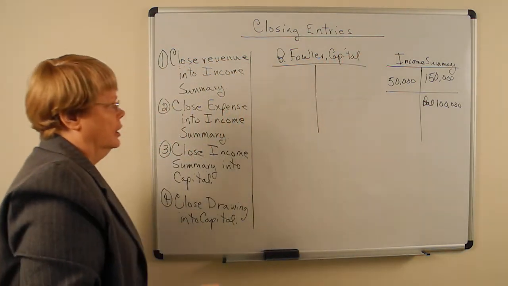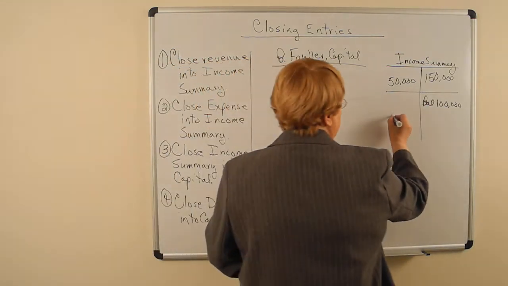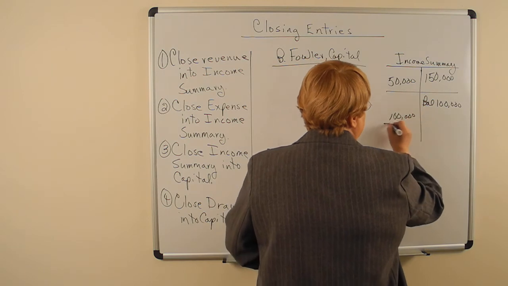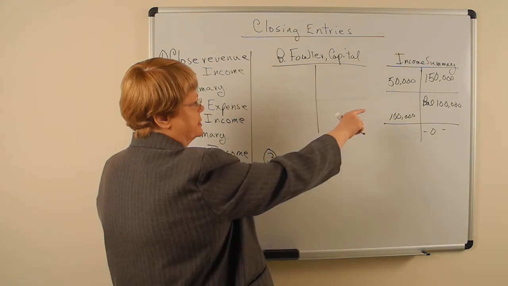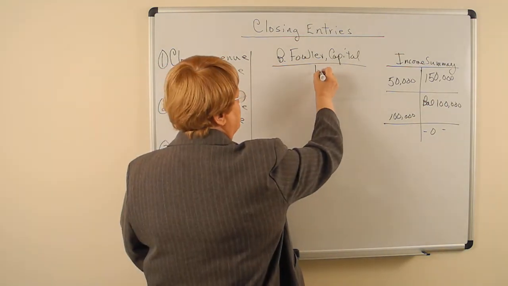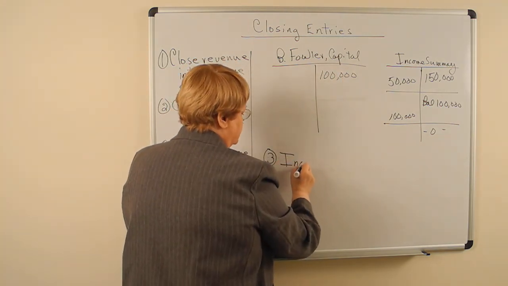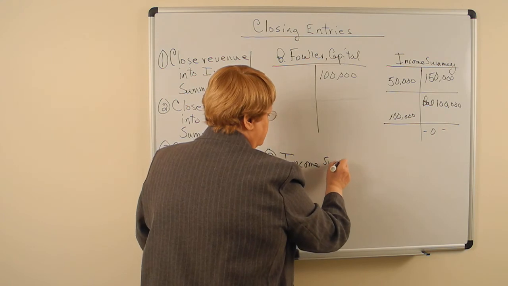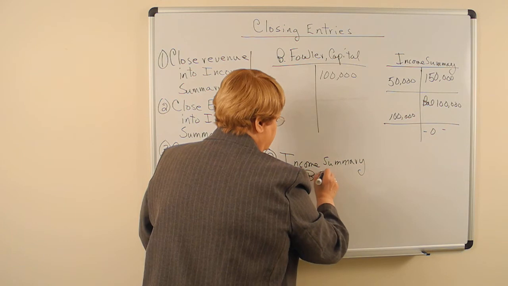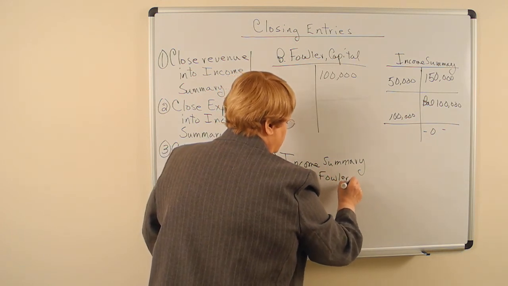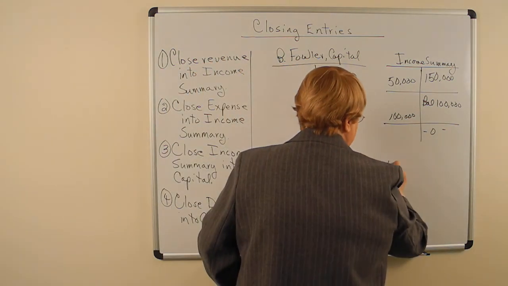Okay? All right, the third entry then would be a debit to income summary because it has a credit balance. That would get us down to 0. Okay, and since we're debiting income summary, we're going to credit capital. So we have a debit to income summary and a credit to B. Fowler Capital. And that was $100,000.